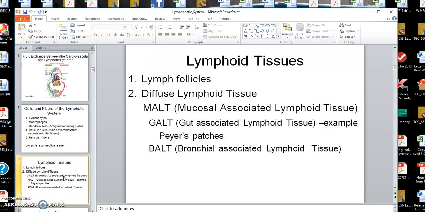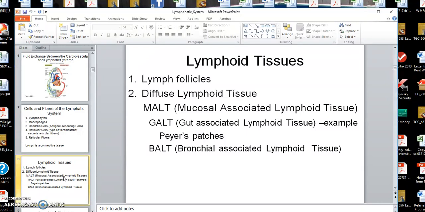Lymphoid tissues. Lymphoid tissues are an accumulation of lymphoid cells. So accumulation of lymphocytes forms a tissue. The two types of tissues that you have are lymph follicles. Lymph follicles are a cluster of certain lymphocytes known as B lymphocytes that we'll discuss. So a lymph follicle is a cluster of B lymphocytes.